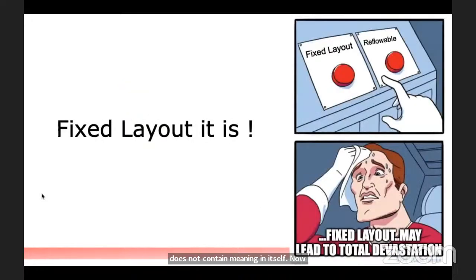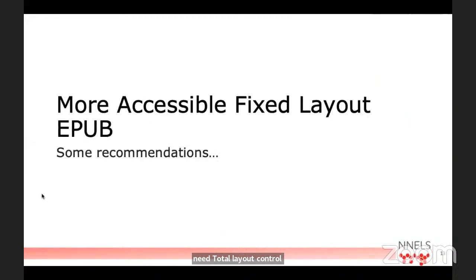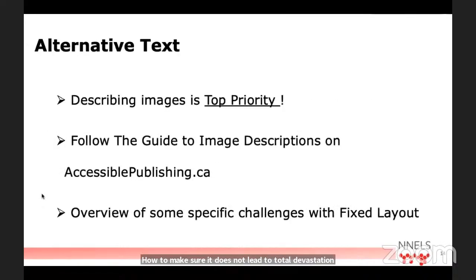Now that we know the accessibility limits of fixed layout, and that we should use it only if necessary, we can continue safely. Let's imagine our book needs total layout control, how do we make sure it does not lead to total devastation in its accessibility? So here are some recommendations for more accessible fixed layouts.